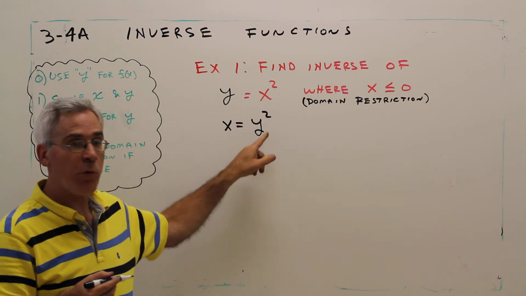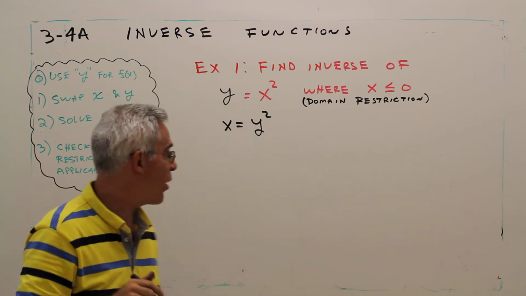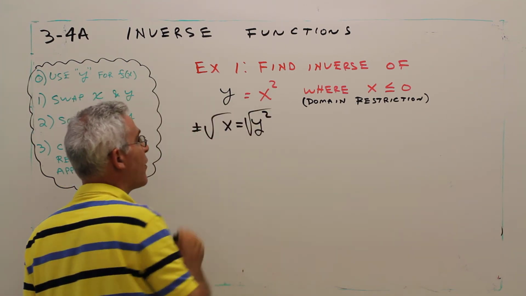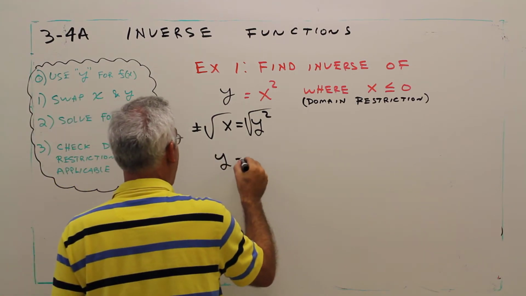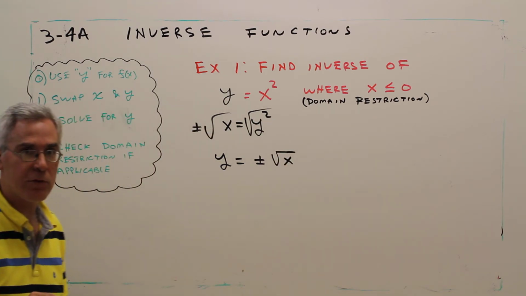What undoes squaring? Not just square rooting, but plus or minus square rooting. So if I square root this side, I must plus or minus square root that side. So we'll end up with y equals plus or minus the square root of x.